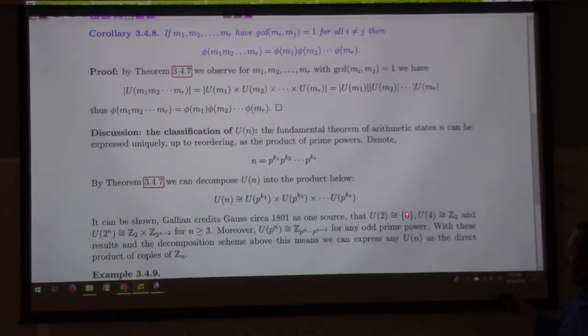It's the trivial group. U4 is Z2. U_{2^n}, it turns out, is Z2 cross Z_{2^(n-2)}. This I don't prove. I mean, that's probably a dastardly homework problem right there. I'm not sure I've seen the proof of that. I know that this is apparently due to Gauss in the early 19th century.